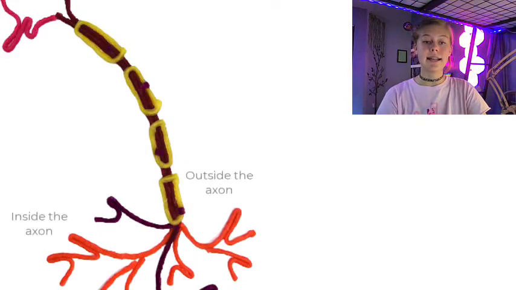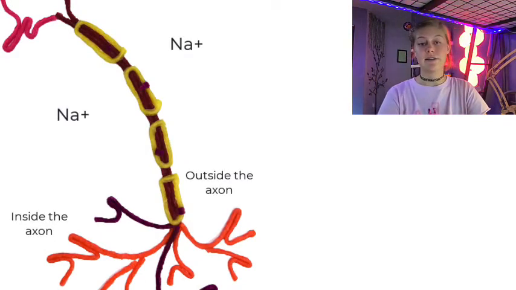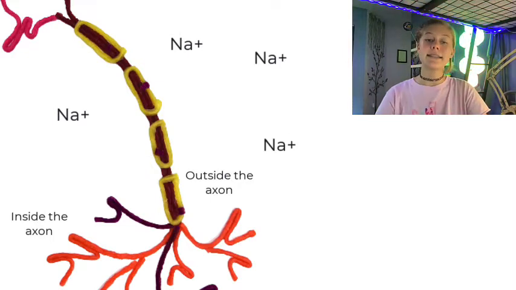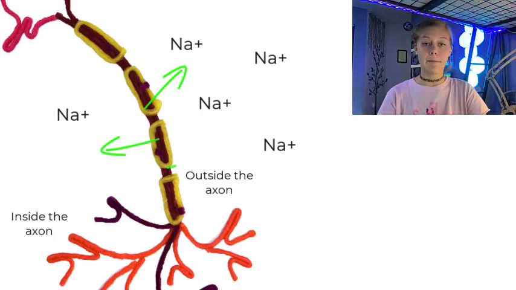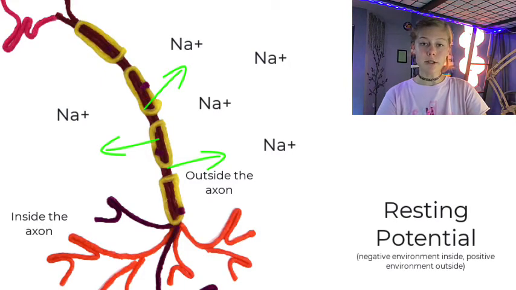So inside and outside the axon, there are different environments. Here we have Na+, positive ions, inside and outside, but obviously there are way more outside. That's because the axon is pumping Na+ outside and creating a positive exterior environment, negative interior environment. So this whole environment is resting potential.